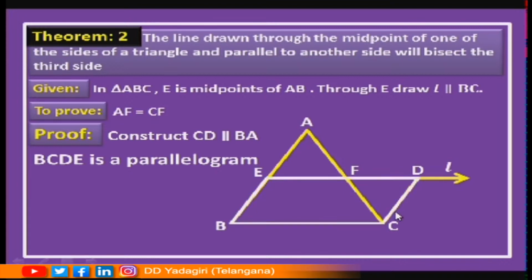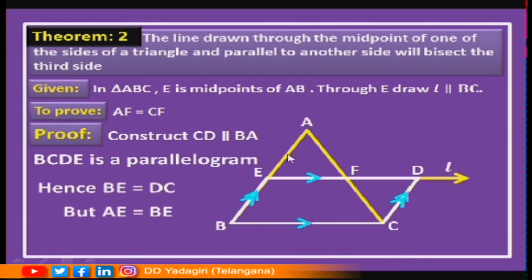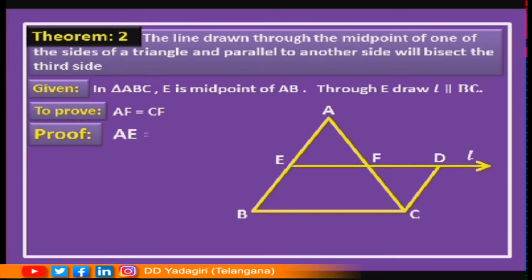Now, since it is a parallelogram, I can say that the opposite sides are equal, that is BE equal to DC. AE equal to BE, because it is given already that E is the midpoint. It is exactly dividing it into two equal parts. So that is why AE and BE both are equal here. Then, based on these two conditions, I can write again AE and DC both are equal, that is this part AE and also this part CD, both are equal.